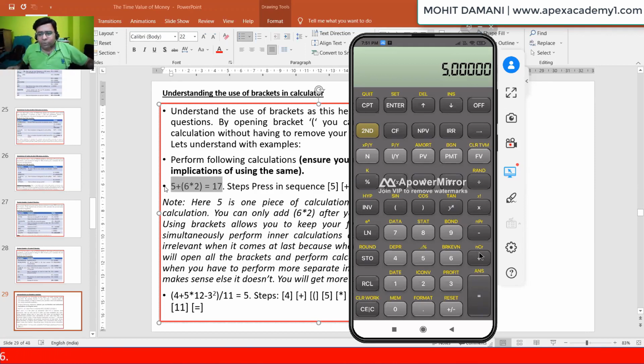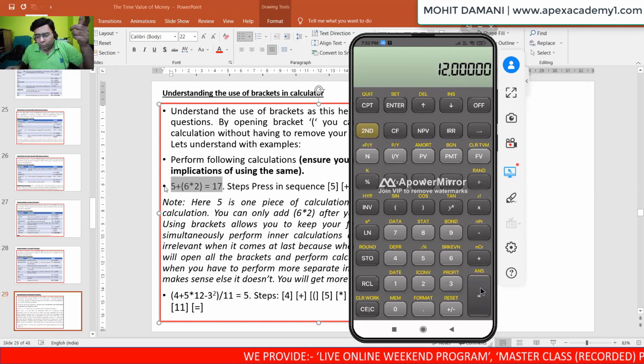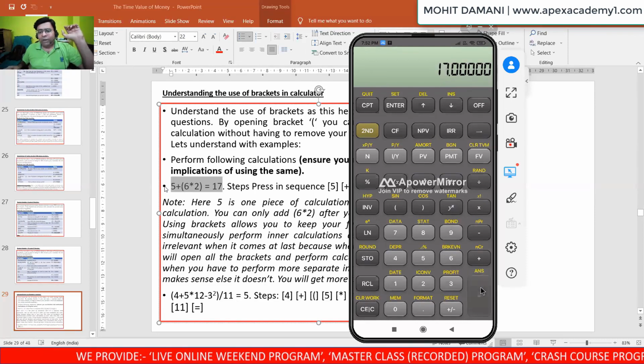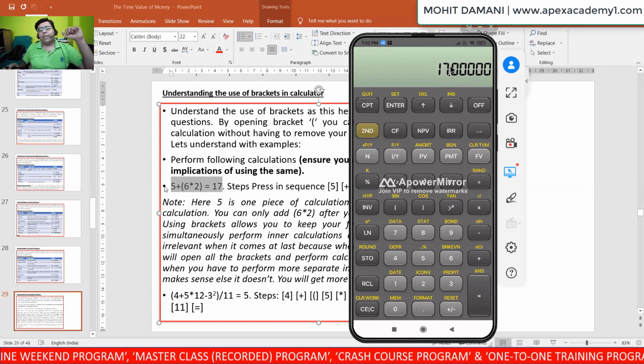Okay, so if I do a plus bracket open, I have already done 6 into 2. So if I do 6 into 2 and press bracket close, I am getting 12, but I have already plugged in 5. You can see the impact of 5. If I press equal to, see, it has become 17.